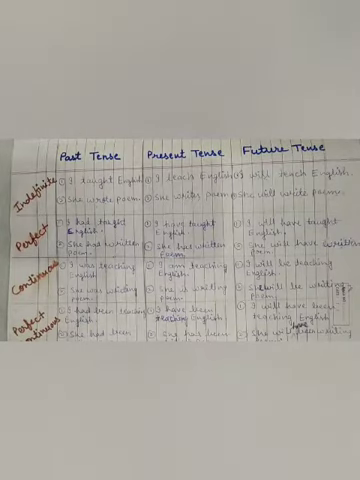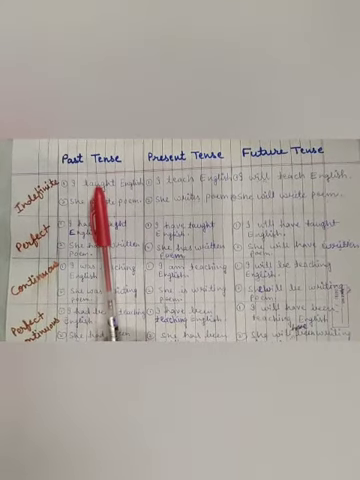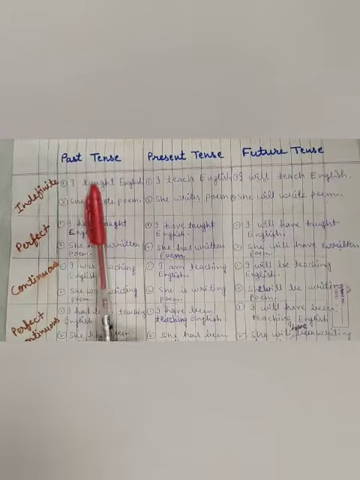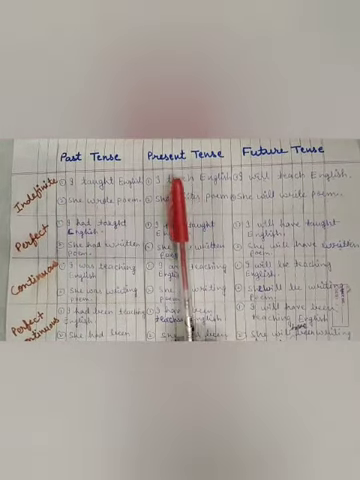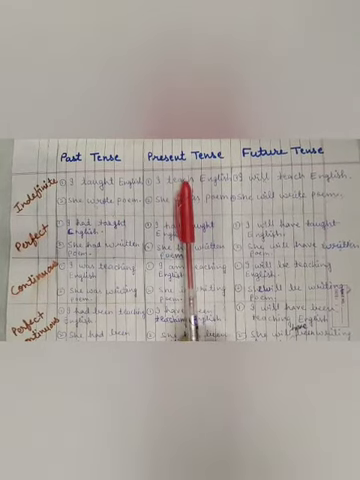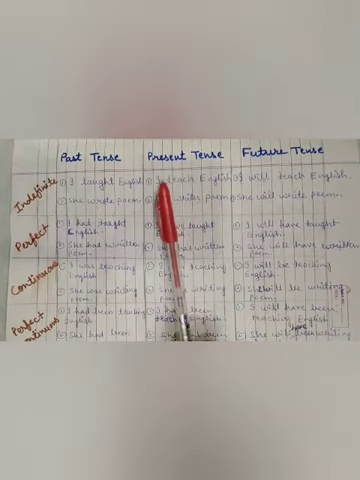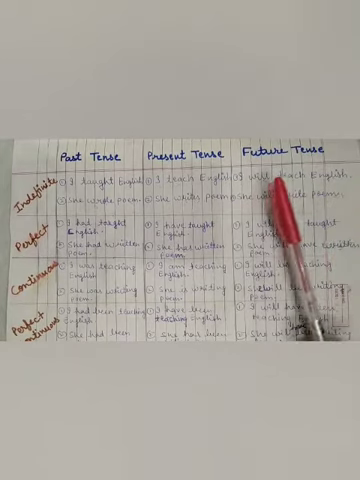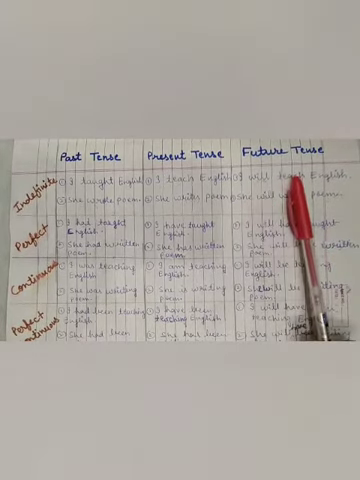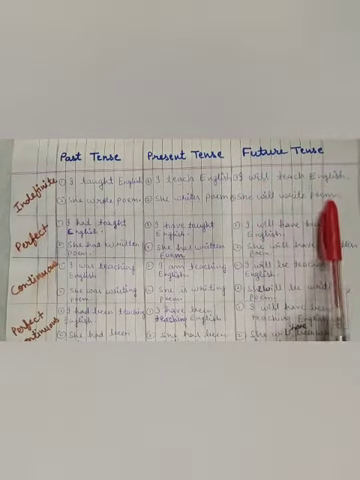Here are some sentences of all kinds of tense. First, past indefinite tense. In past indefinite, I use second form of the verb. I taught English. She wrote poem. Present indefinite tense. In this tense, I use first form, and in singular form, I use s and es. So, I teach English. She writes poem. Future indefinite tense. In this, I use will and first form of the verb. I will teach English. She will write poem.